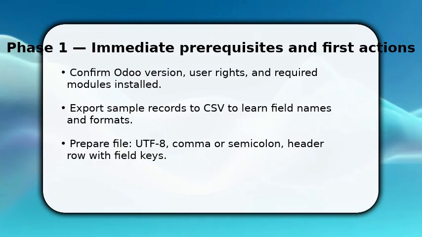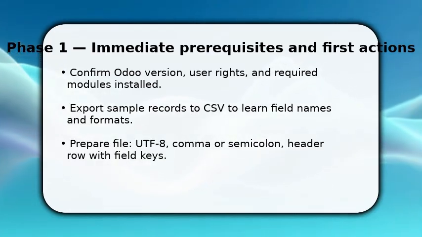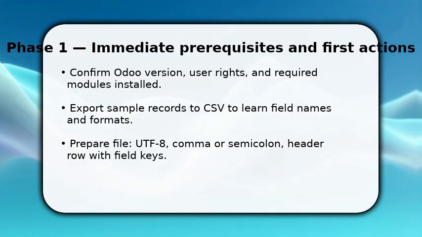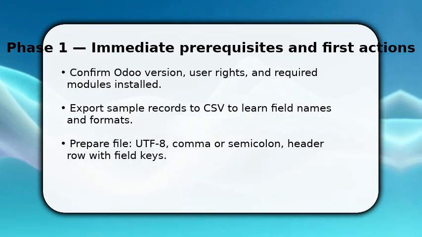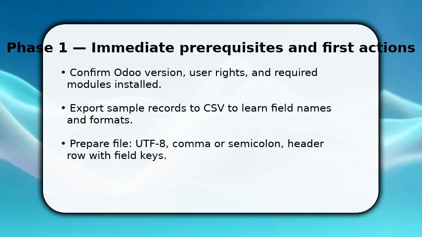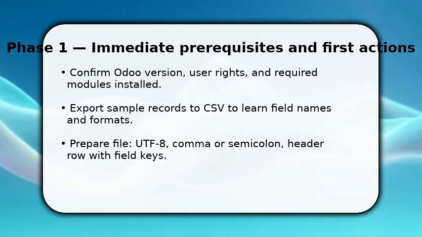You start by making sure you have the right access and modules. Do it now. Once confirmed, export a small set of existing records to CSV to capture exact field names and required formats. This avoids guessing.